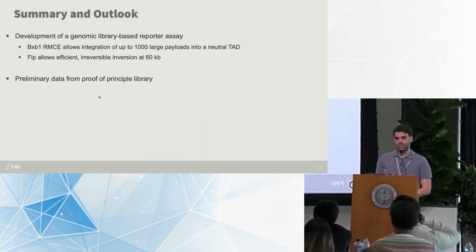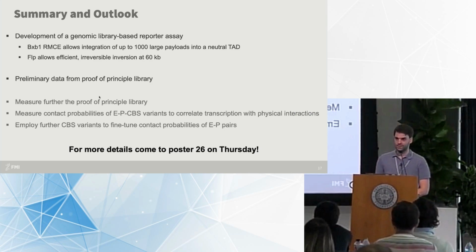So with this, I would like to summarize. I'm developing a parallel reporter assay to measure the transcriptional effects of enhancer-promoter identity and chromosome structure. And I've shown you some preliminary data that are coming out of this library. Of course, I will still need to collect more data to really show the differences. And importantly, I'm planning to also measure contact probabilities of these enhancer-promoter pairs to correlate the transcriptional levels that we are measuring with sequencing with physical interactions. And for more details about how this setup works and also maybe more preliminary results, please visit my poster.